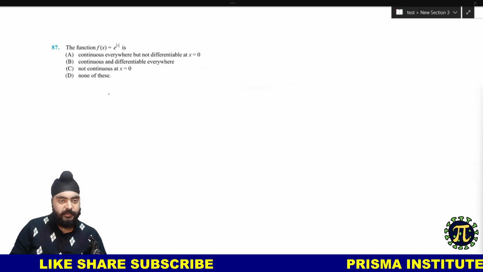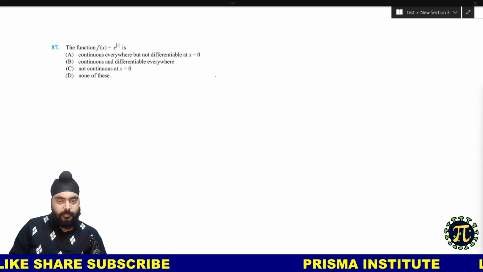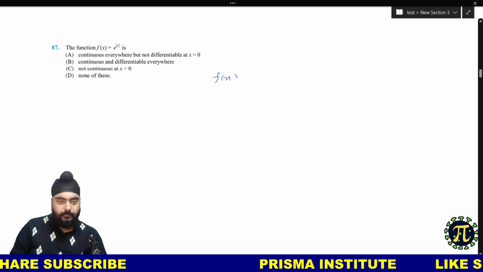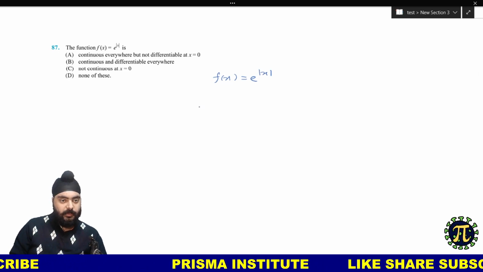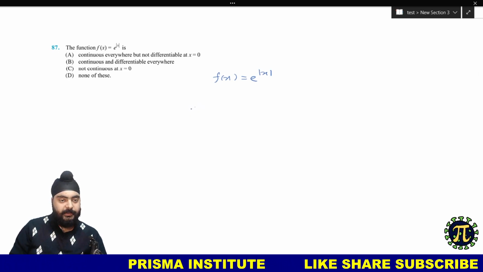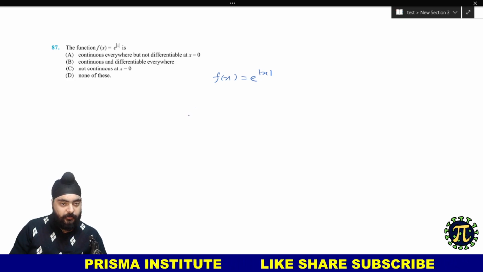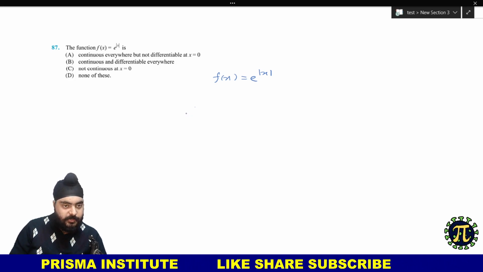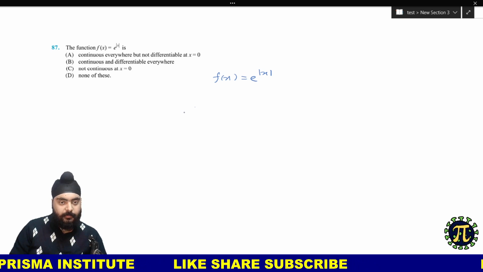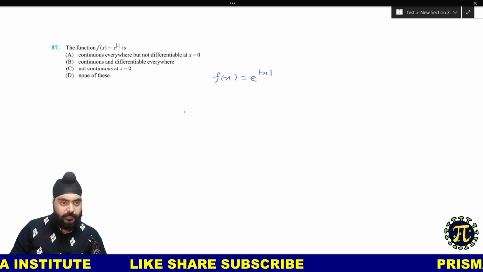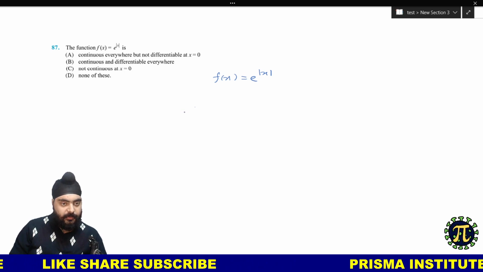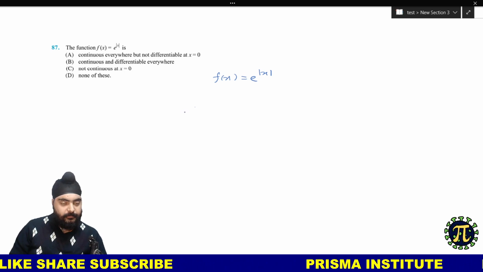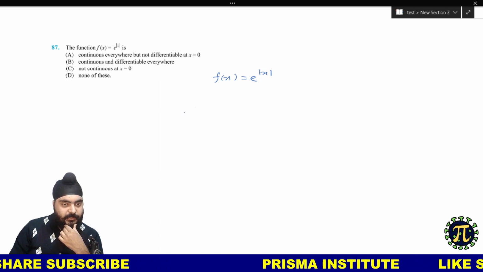Okay, so this is our next question. We have fx given as e to the power mod of x, and we have to find which of these options is correct. So the first option says continuous everywhere but not differentiable at x is equal to 0. Okay, continuous and differentiable everywhere. And the third option says continuous at x is equal to 0.